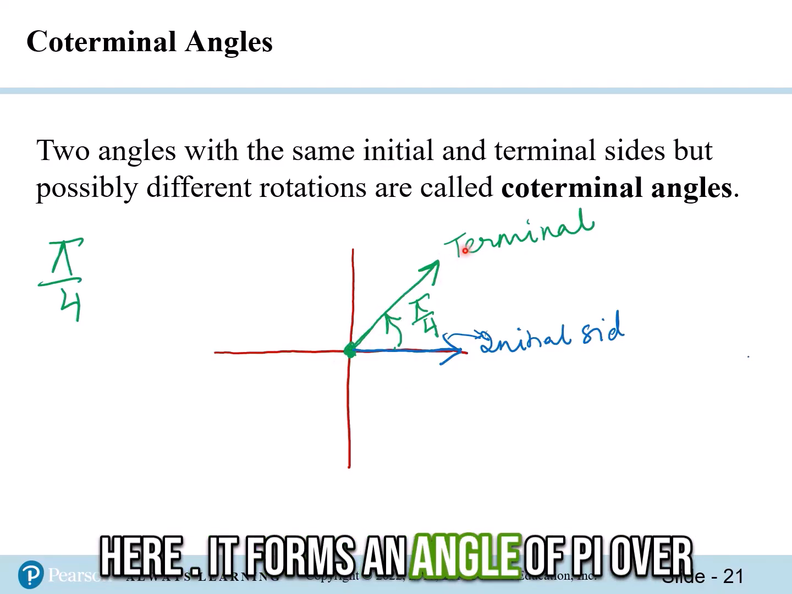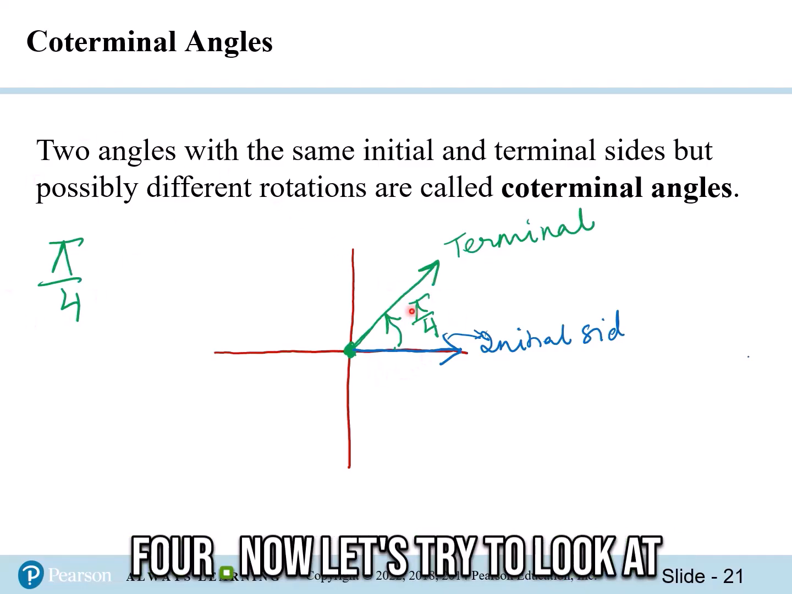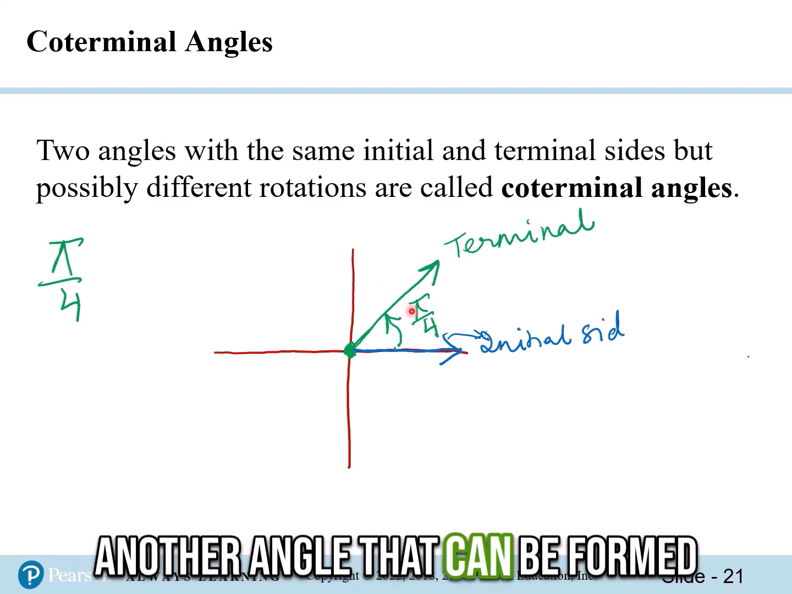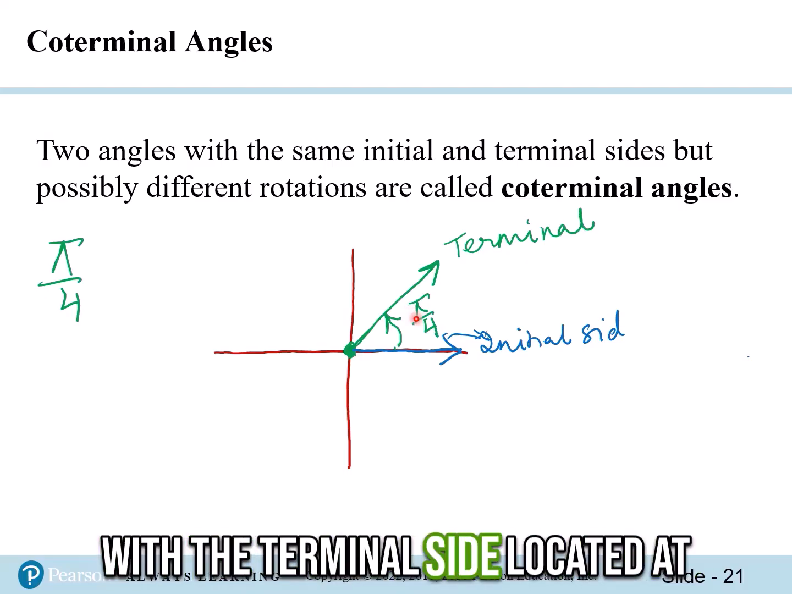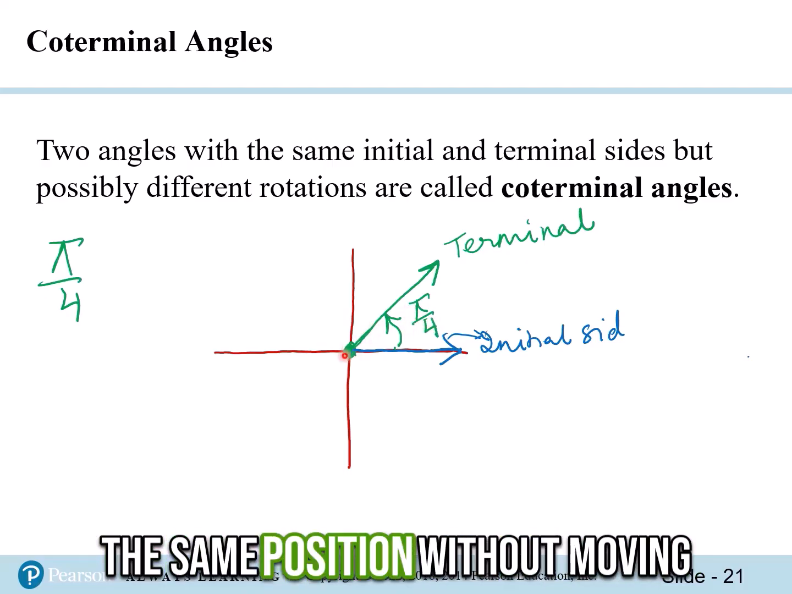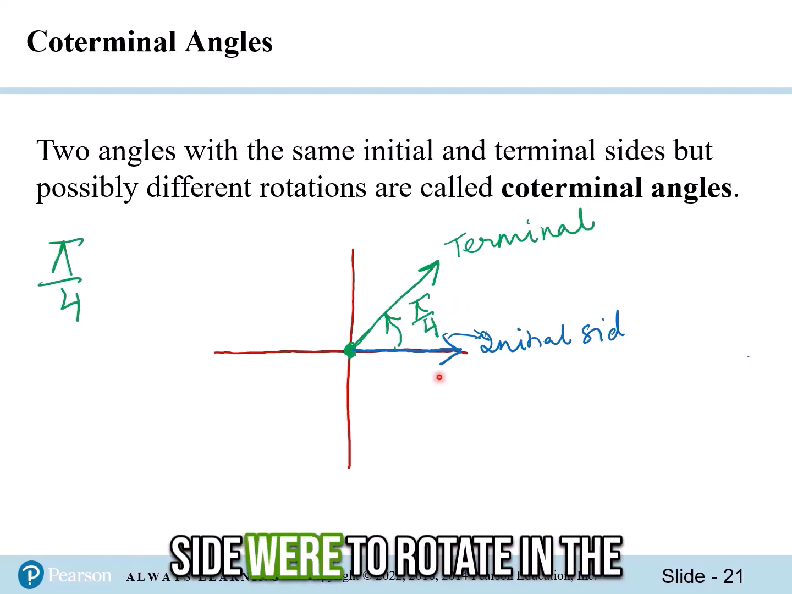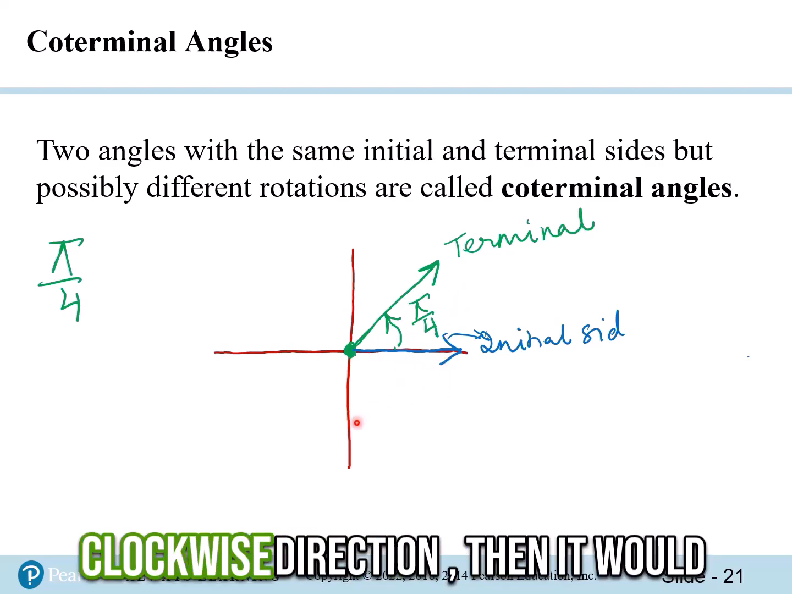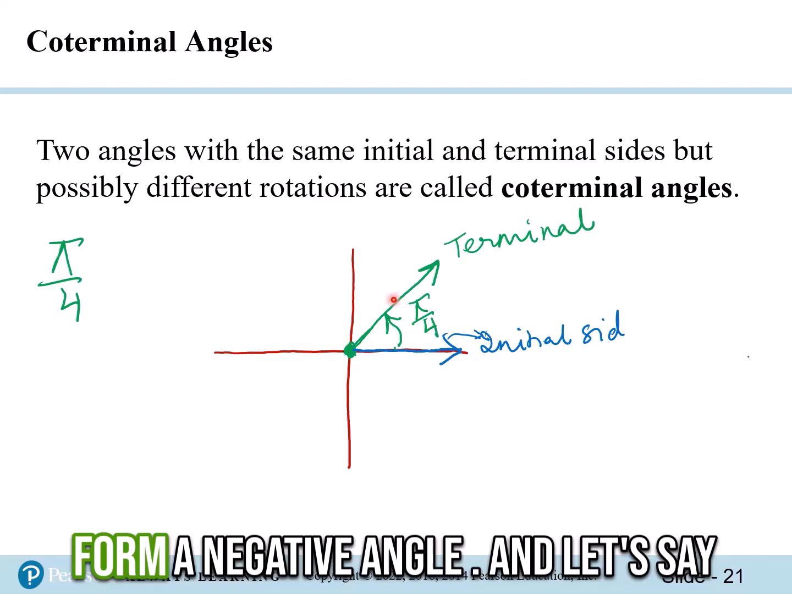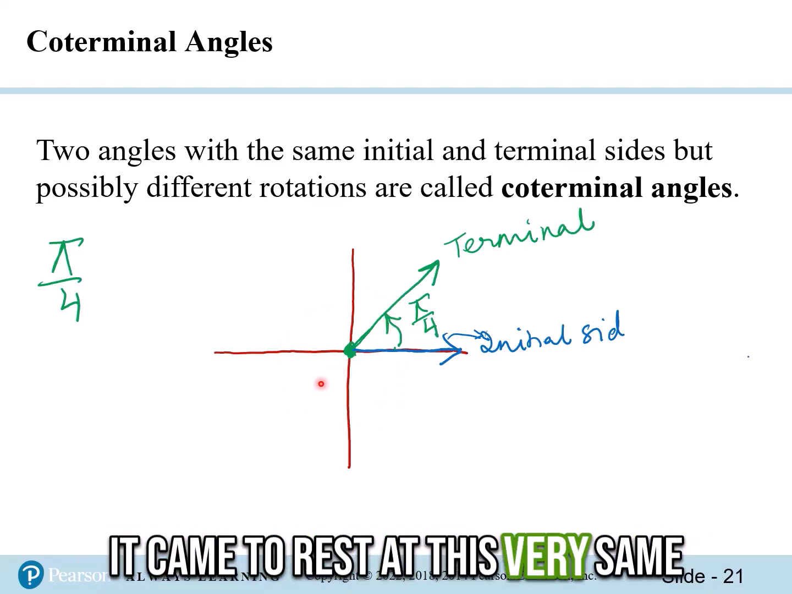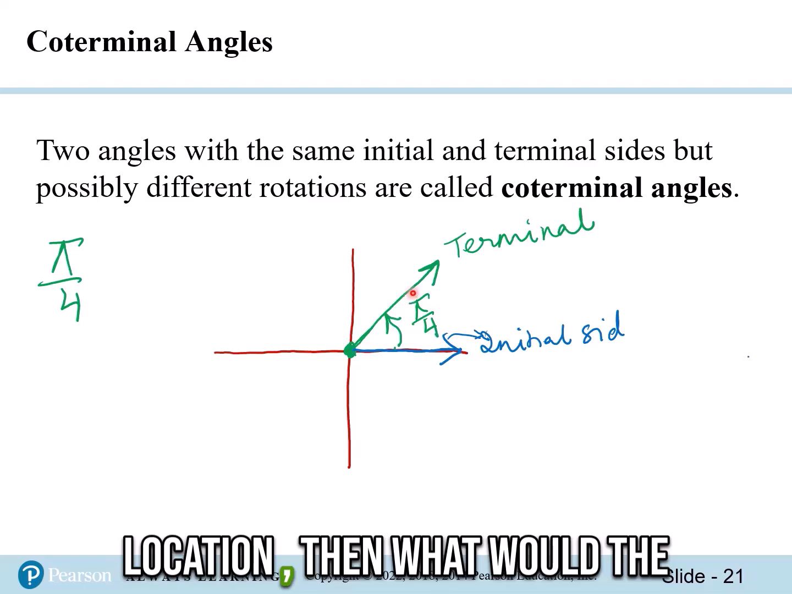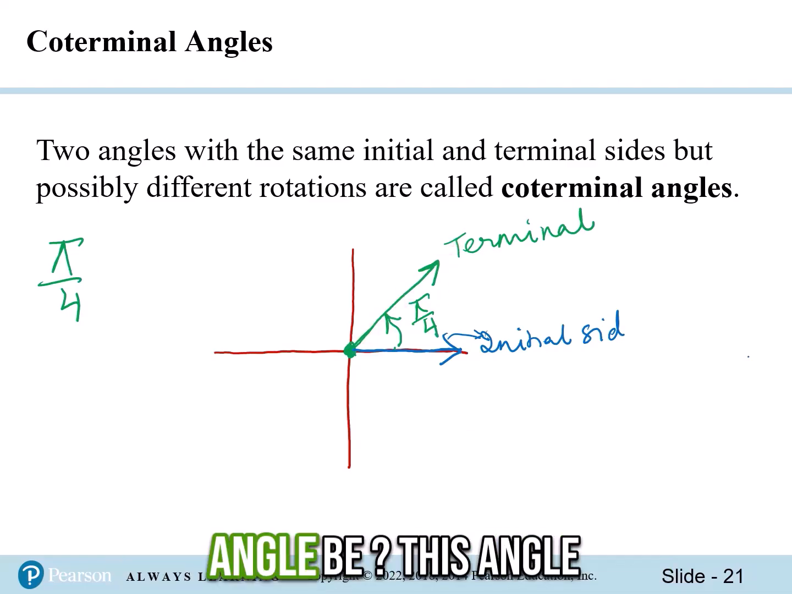It forms an angle of pi over 4. Now let's look at another angle that can be formed with the terminal side located at the same position, without moving the terminal side. If the terminal side were to rotate in the clockwise direction, then it would form a negative angle. And let's say it came to rest at this very same location, then what would the angle be?